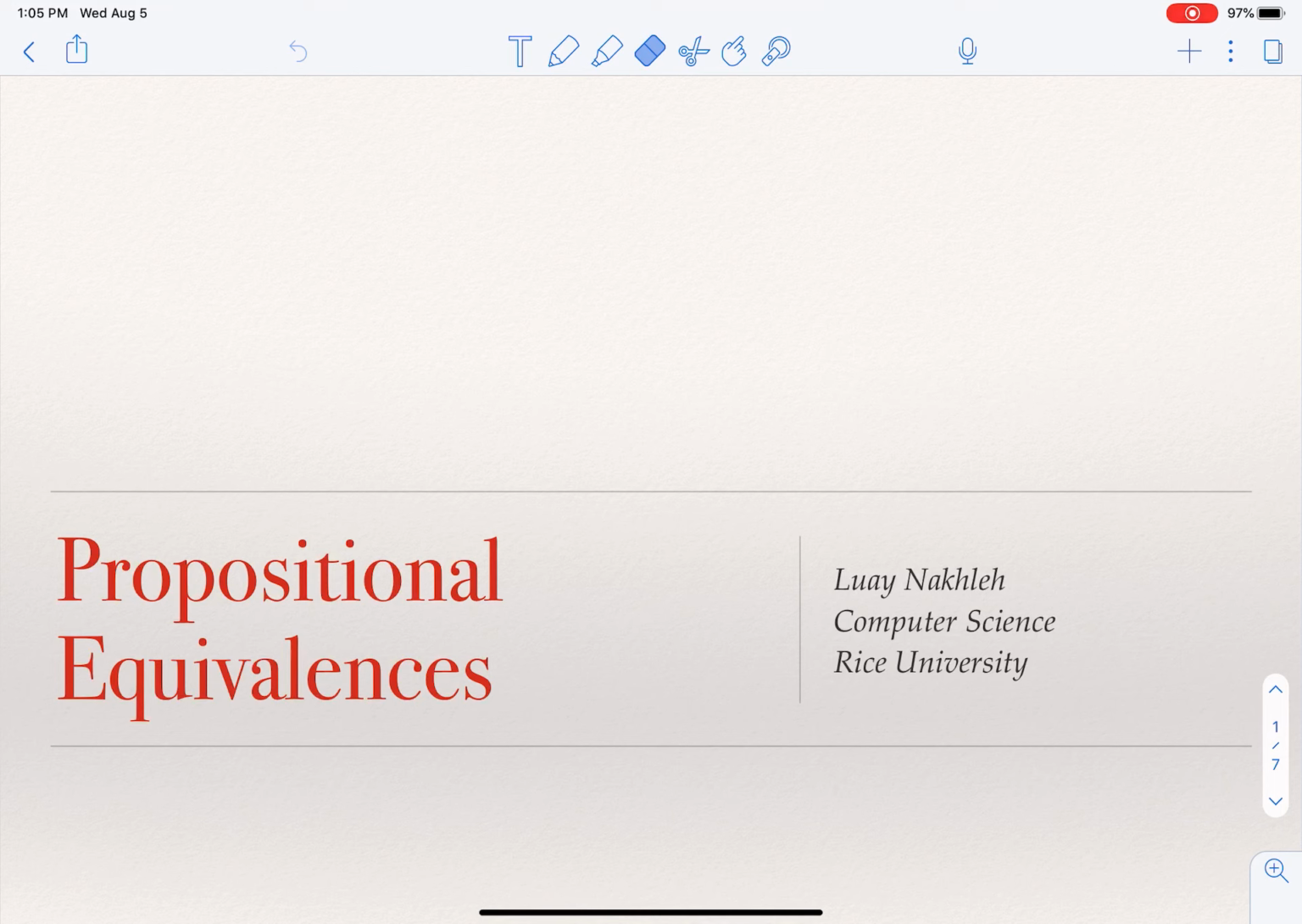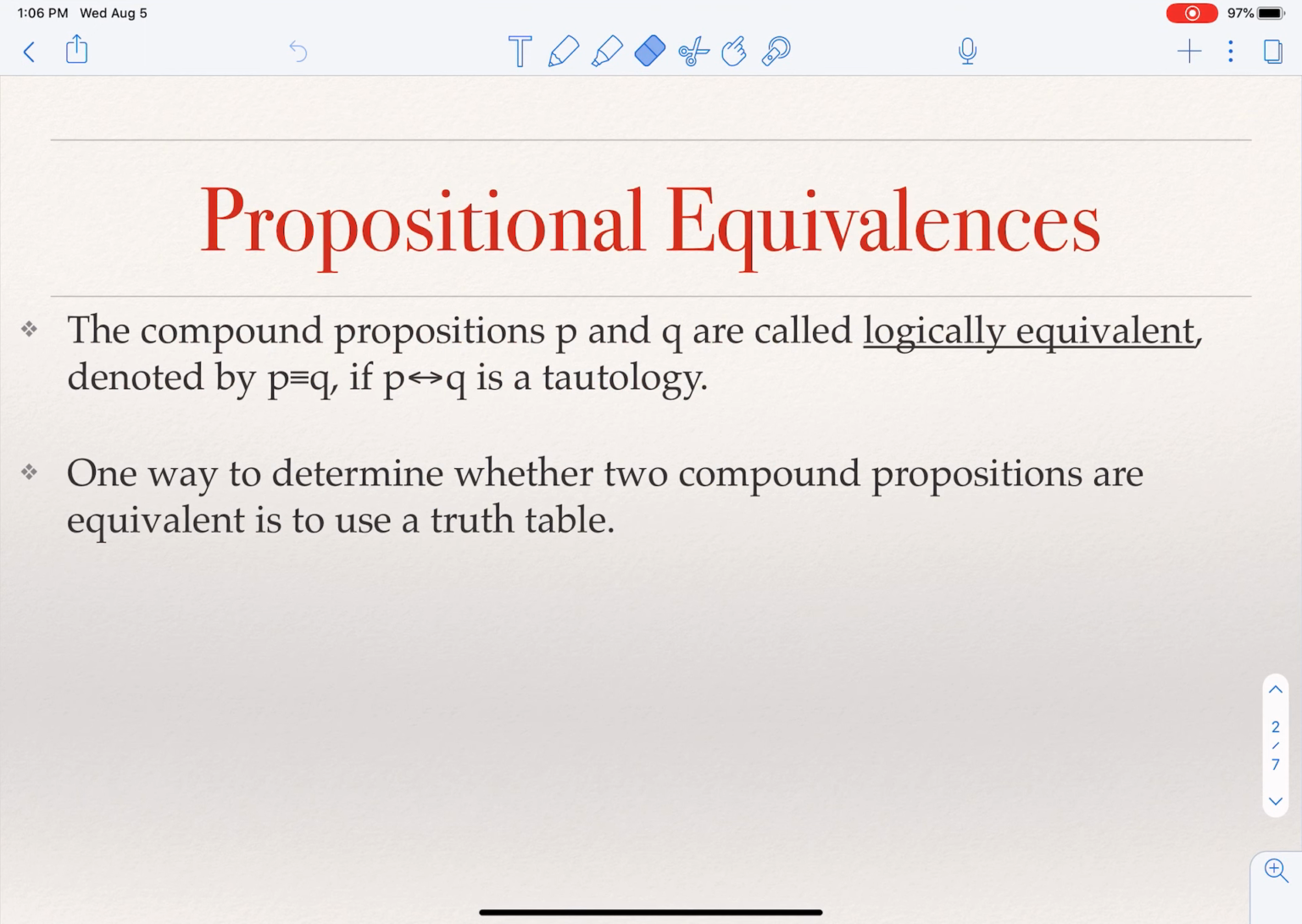What does it mean to be equivalent? Just as we have the notion of equality between two numbers, between two sets, between two strings, and so on, we have a similar notion for propositions. We say that two propositions are equivalent if they are both true at the same time or both false at the same time. In other words, if P if and only if Q is a tautology, that is always true, then these two are equivalent.